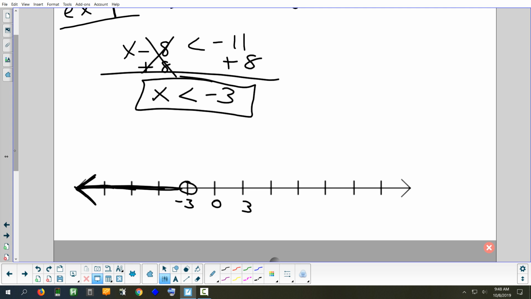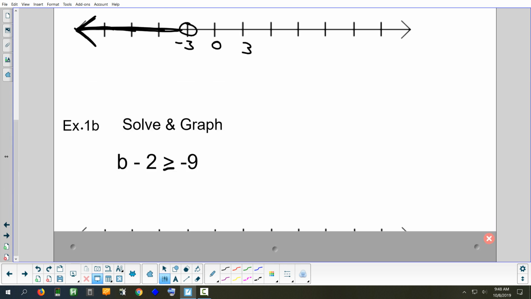Any other questions on that one? Now, when would this be a closed circle? If I had what? Yeah. If I had that, now I would do that. Okay, I'm going to put it back the way it was. But if I had the little line under it, then I would shade it in.